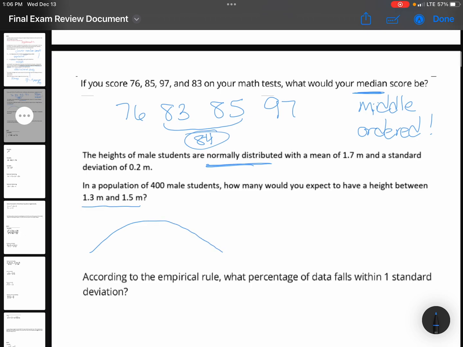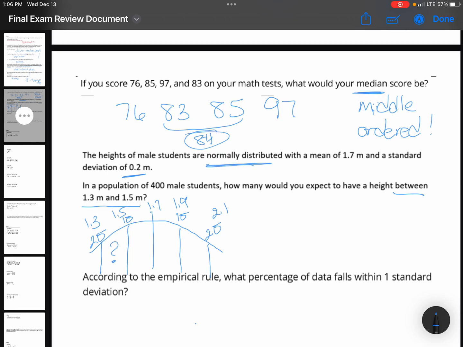Now the mean would be right in the middle. That would be the 1.7. And then the standard deviation is 0.2. So that means one standard deviation, that would put us at 1.9. 2 standard deviations, that would put us at 2.1. All right, and then if we came back this way, 1 standard deviation this way, that would put us at 1.5, and then 2 standard deviations this way would put us at 1.3. This is the area that we're looking for between 1.3 and 1.5.